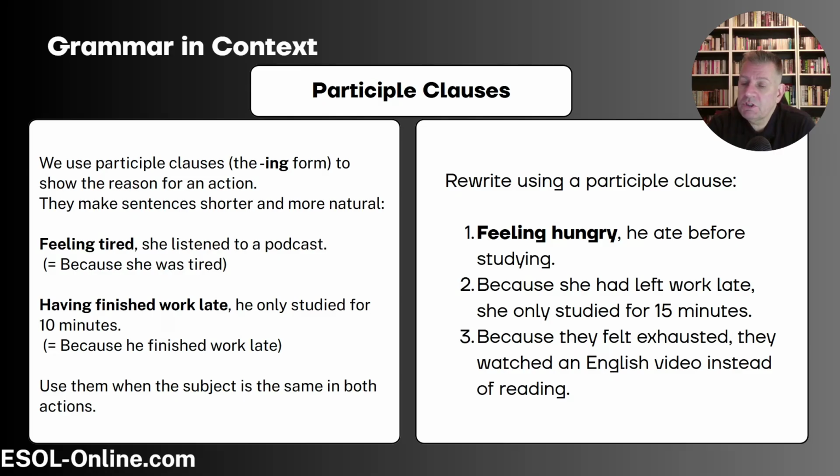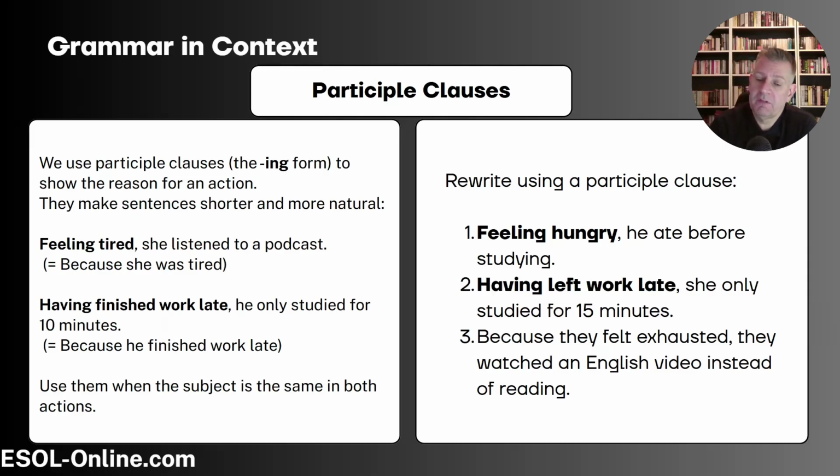Second one, because she had left work late, she only studied for 15 minutes. Because she had left work, so we're going to take had and we're going to make it into the participle with ing. Having left work late, she studied for 15 minutes. And the third one, because they felt exhausted, they watched an English video instead of reading. So we have this verb felt, putting it into the ing. Feeling exhausted, they watched an English video. Okay.